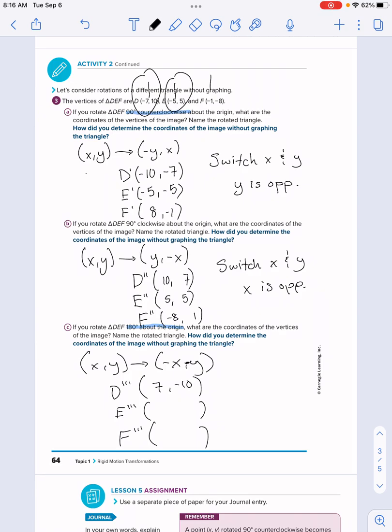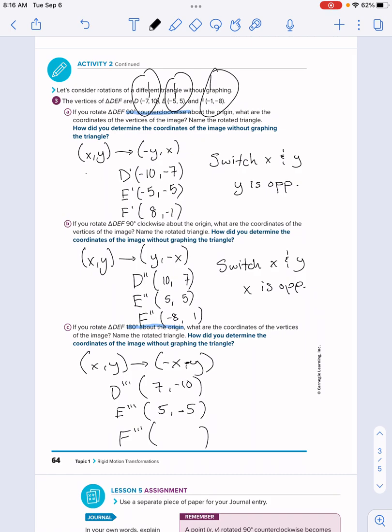Negative 5, positive 5. So what's the opposite of negative 5? Positive 5. What's the opposite of positive 5? Negative 5. So here, it may seem like we're switching. We're actually not switching. We're just applying the opposite. Since they're the same number, that's why it appears like it's switching, but don't confuse it with that.